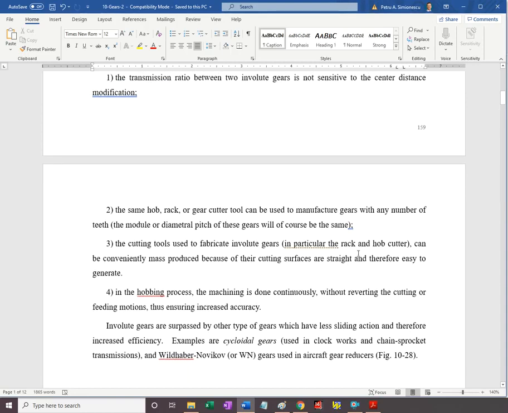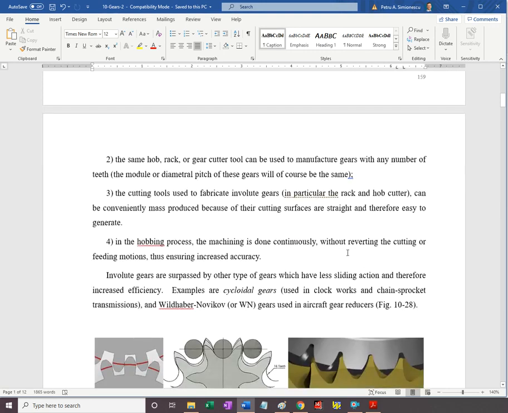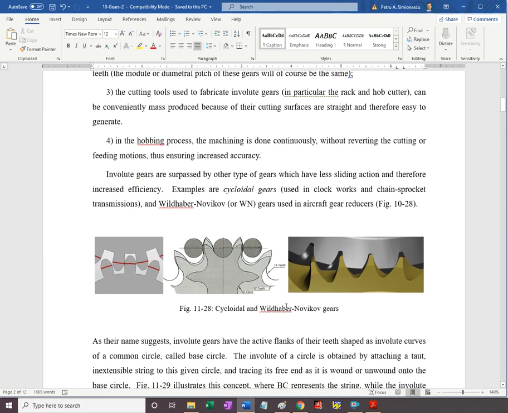The rack cutter and the hob cutter can have straight cutting surfaces which are easy to generate and to sharpen. Hobbing process is done continuously without reversing the tool, and it increases productivity and accuracy. The other type of gears I mentioned, cycloidal, used in clockworks. There are cycloidal gears used with pin gears, also seen in clockworks or to drive chains.